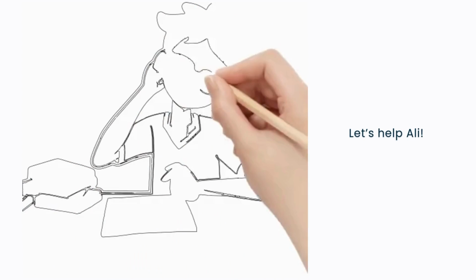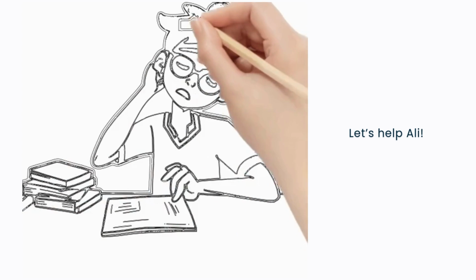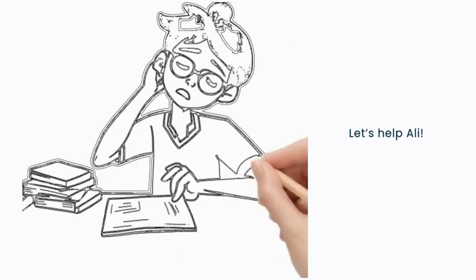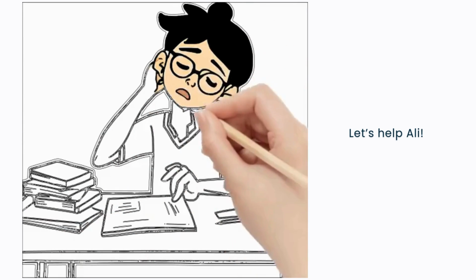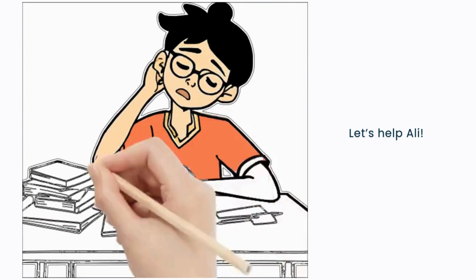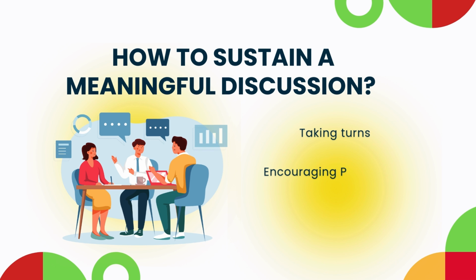Ali wants to improve. He needs to learn how to manage turn-taking smoothly, encourage quieter members to contribute, and ensure that everyone's voice is heard. Let's help Ali develop these essential discussion skills. In this lesson, we'll explore effective strategies for sustaining a productive and engaging group discussion.